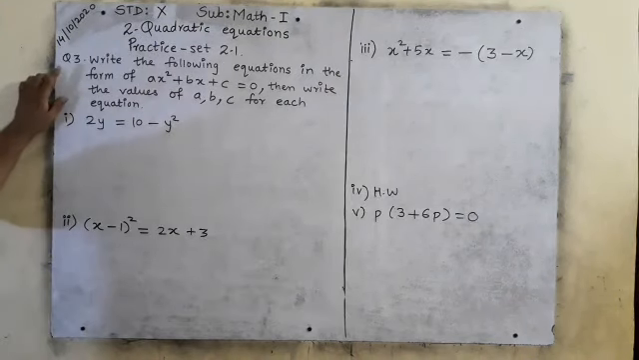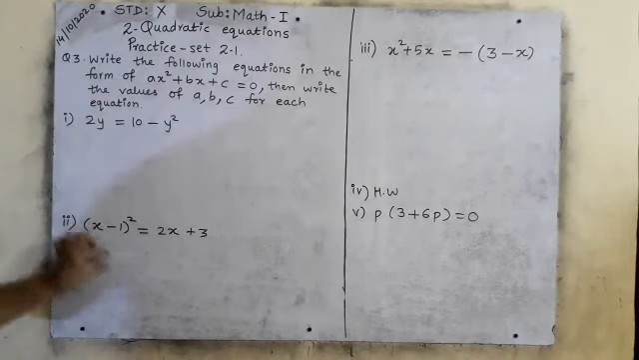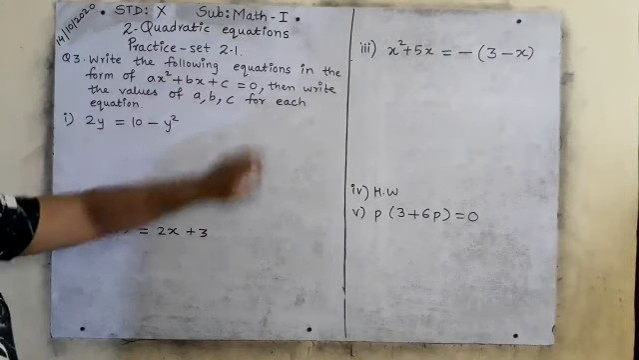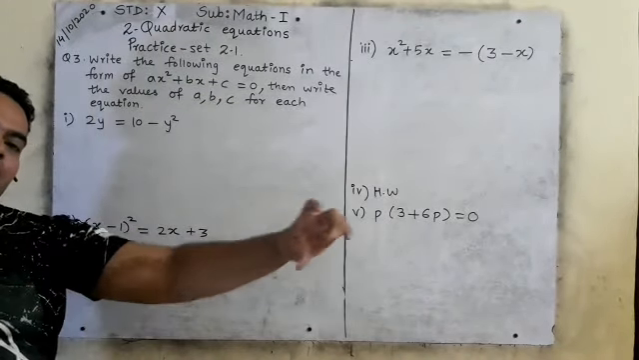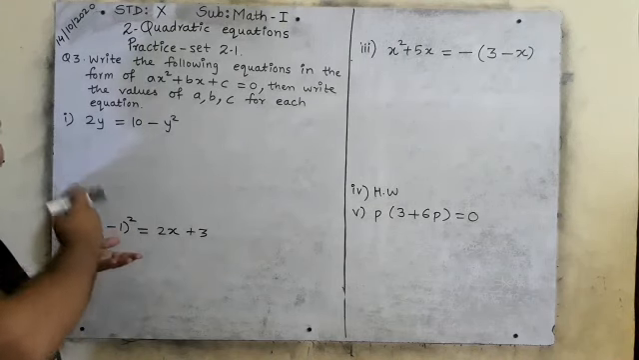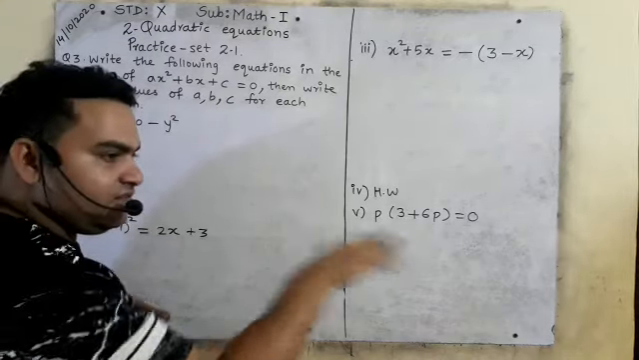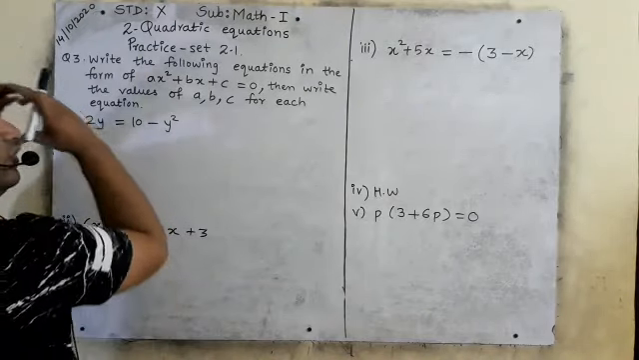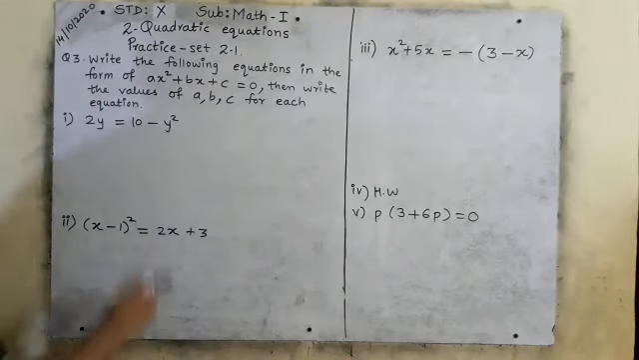So my dear students, now we will see question number 3 of practice set 2.1. Write the following equations in the form of ax square plus bx plus c is equals to 0. It means we have to write these equations in the standard form of a quadratic equation. We have to arrange the given equation with the given variable and their index in descending order, means first you will arrange the bigger index, then smaller, then smallest. So this is the standard form.